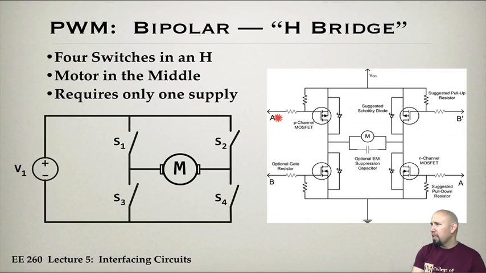A prime and A, B prime and B, we're going to see those are important connections that can be made. This is a common implementation of the H-bridge using actual circuits. So instead of having just switches here, we're not going to actually use mechanical switches. We're going to use electrically controlled switches, which a MOSFET is a type of. There are a number of different ones.